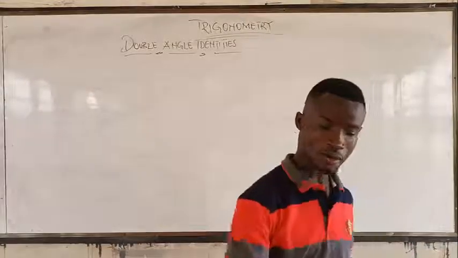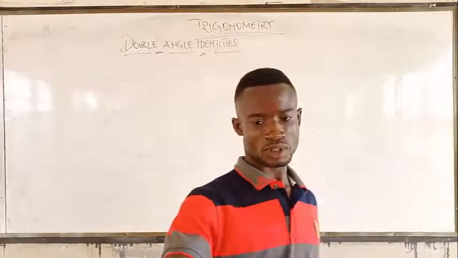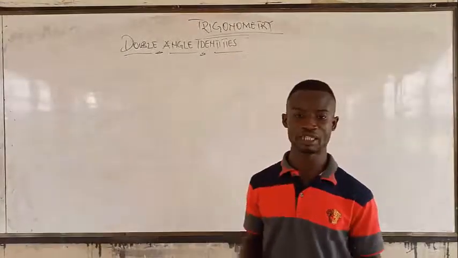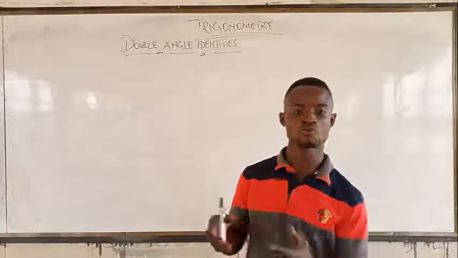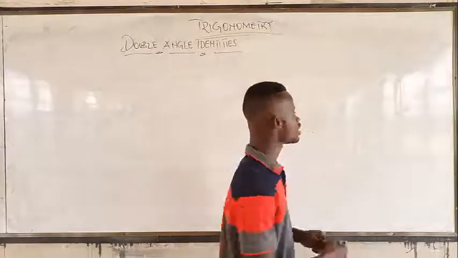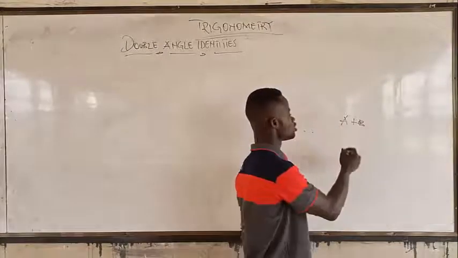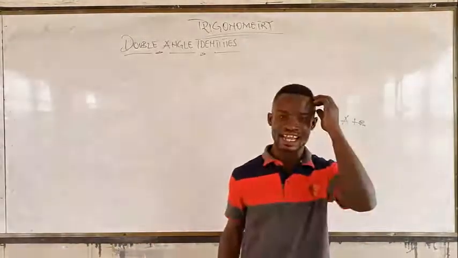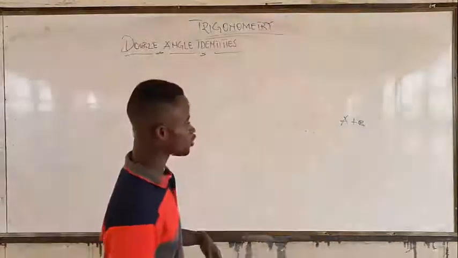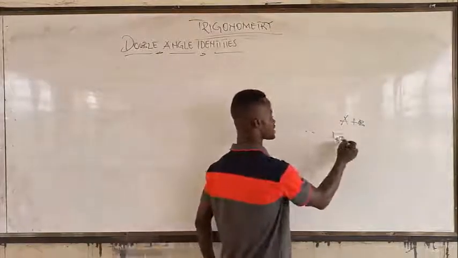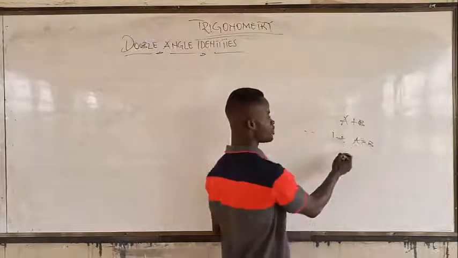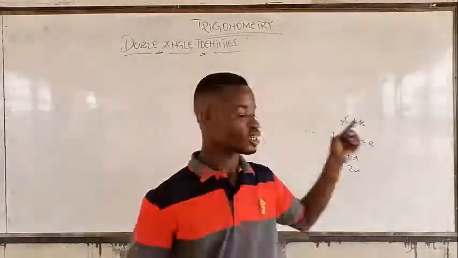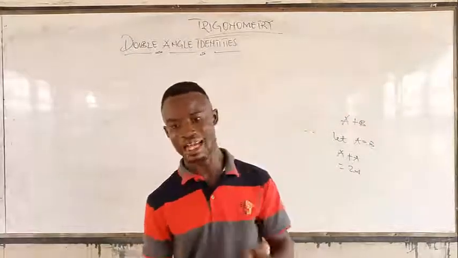Very good. So we start. Now, when A is equal to B in the identities for the sum of two angles, that is, when we have A plus B or A minus B, these identities are called the double angle identities. What we are saying is that if we let A be equal to B, we are going to have A plus B, and that is 2A. This is what we call the double angle identity.